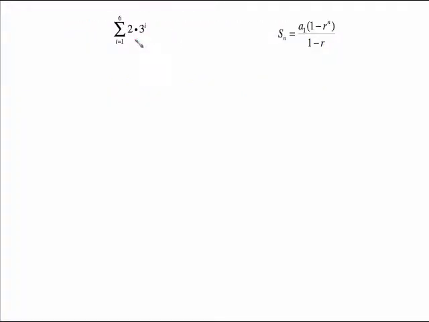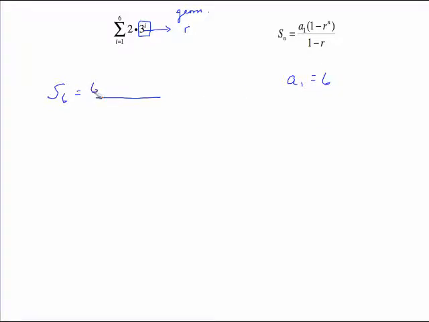Asked to find the sum of this geometric sequence, and we know that it's geometric because of the format. When you have something to a power, that tells you that it is geometric. Not only does that tell you it's geometric, that number right there is your common ratio. So that makes plugging in a little bit easier. We're doing S sub 6 equals A1, which I have to figure out. A1 will be when I put 1 in for i. 3 to the first is 3, times 2 is 6.